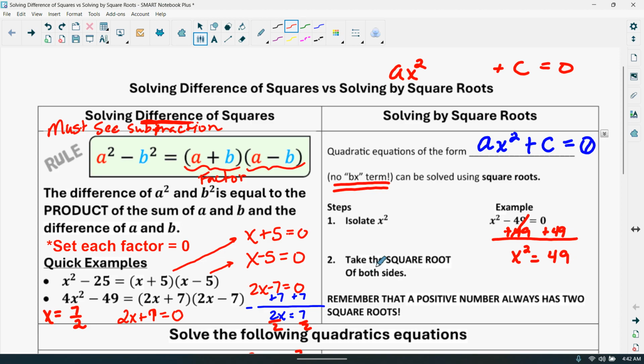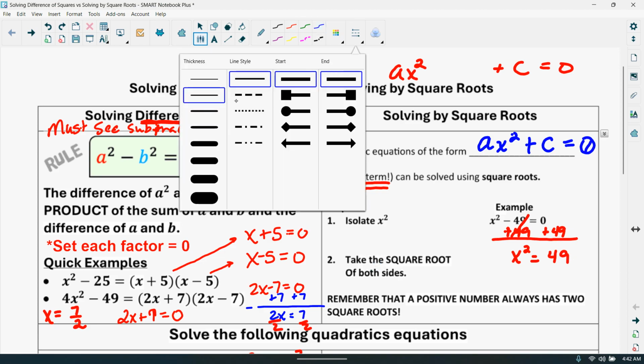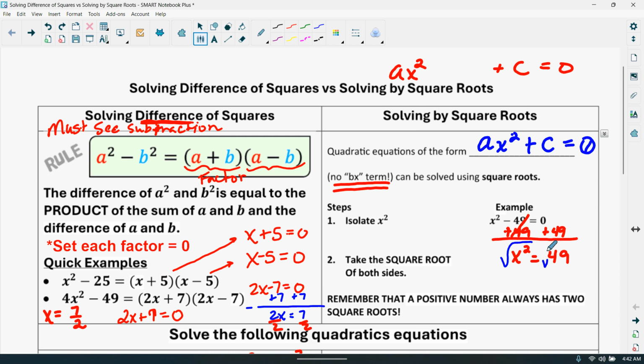And then step 2 is take the square root of both sides. The square root is this radical symbol right here. And whenever we take the square root of the number and we get a whole number, that is a perfect square. Sometimes when we do this, you're going to get a non-perfect square and you can write it as just the radical. So this ends up being x equals plus or minus 7. It's just like we did in the other one, because you have to remember that a positive number will always have 2 square roots.